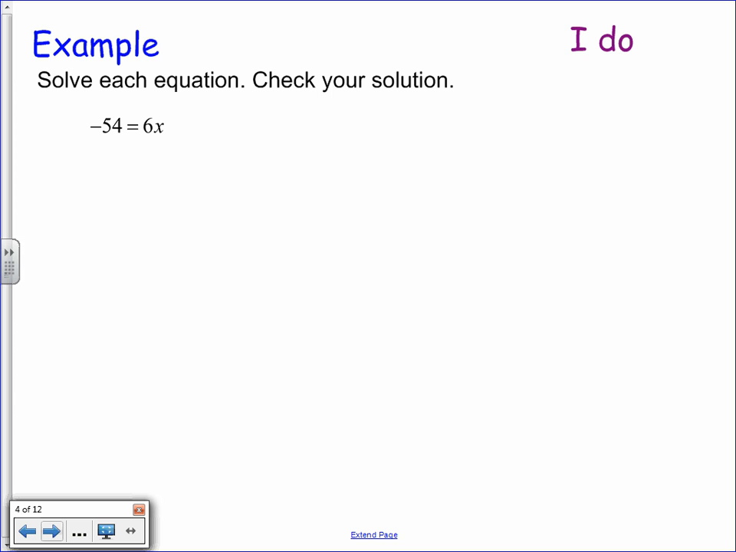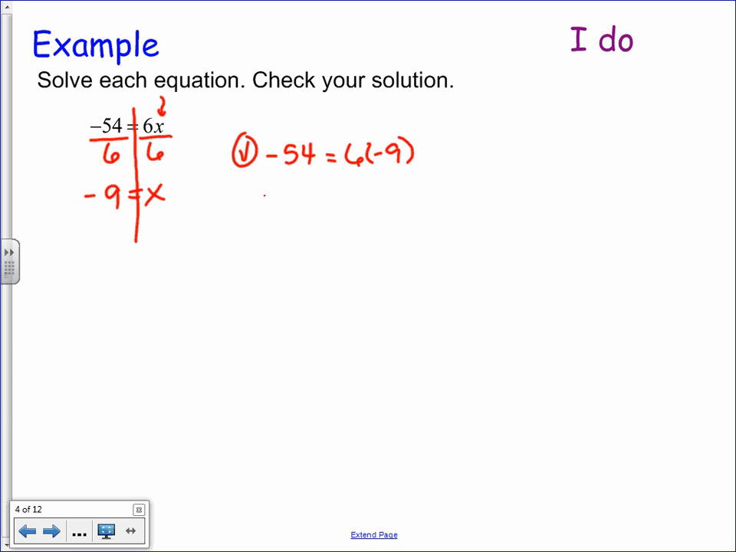Okay, here's another I do. So as I'm working this problem out, you want to make sure that you're getting it into your notes as well. So I ask myself, what is happening to this variable? How do I get that variable by itself? Well, it's being multiplied by 6. So to undo multiplication, I divide by 6, and I get -9 equals x. I want to come over here and check it, and I plug it into the original. -54 equals 6 times -9. And I get -54 equals -54, which is true.